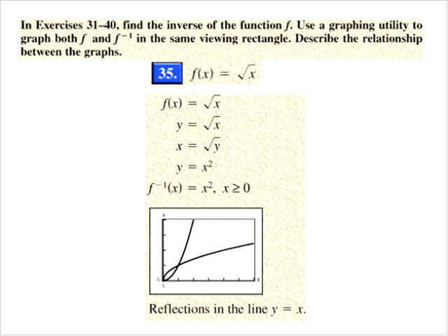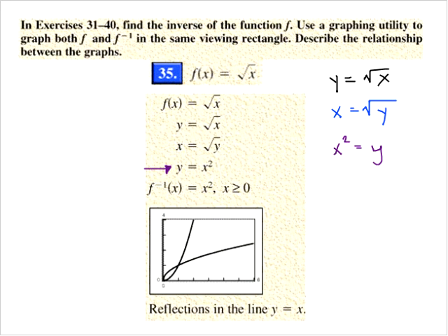y equals the square root of x, and then we have to find out the inverse. So to find the inverse, originally we have y equals the square root of x. Let's switch around the x and the y values. So x equals square root y. Now we're going to solve for y. So I'm going to square both sides to get rid of that square root, and I get y equals x squared. So this is going to be the second function that I put into my calculator.